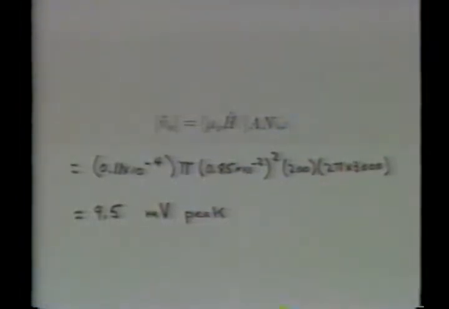With the coil oriented this way, the vertical field component is recorded. When oriented this way, the horizontal field component is measured.